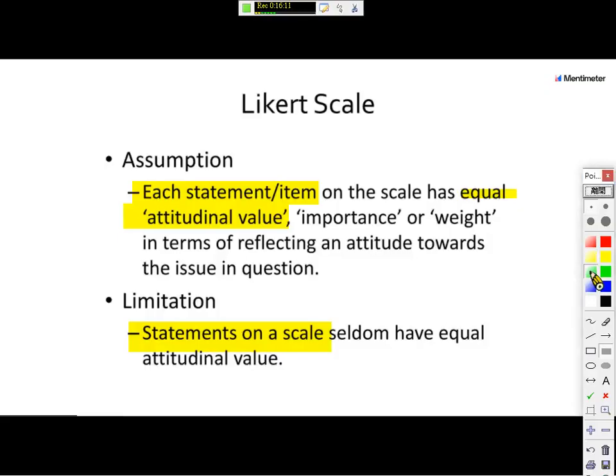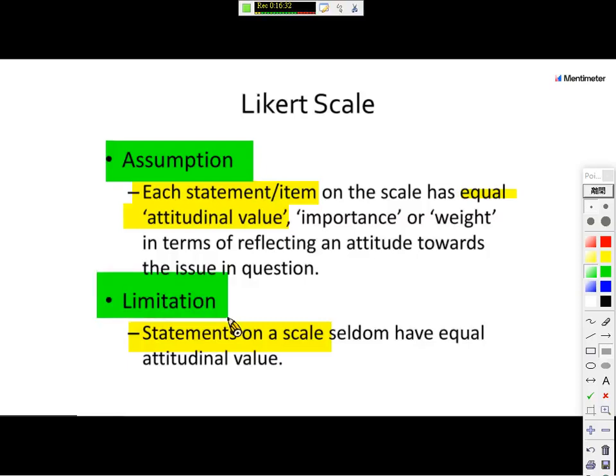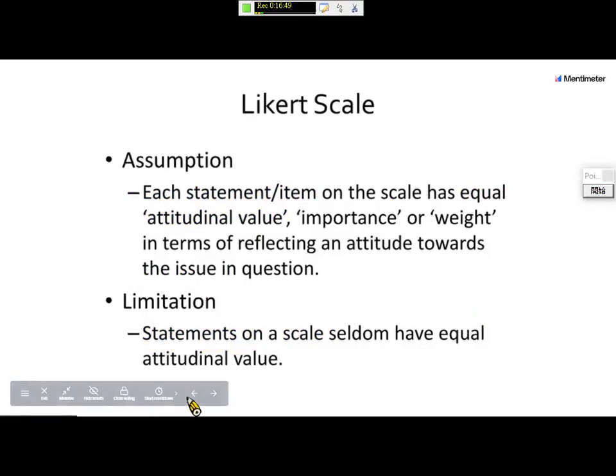So look here, we need to assume this. But when we assume equal value for each item, we instantly face the dilemma. That is, most of the items in one attitudinal score cannot be equally important. Is that right? So this is the limitation. So with Likert scale, it seems that there's nothing good about it. But why do we use it so often? Well, it's much easier to create. Okay, let's see how to create this one.